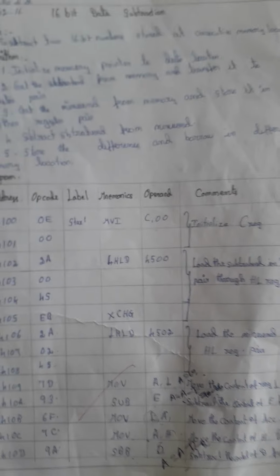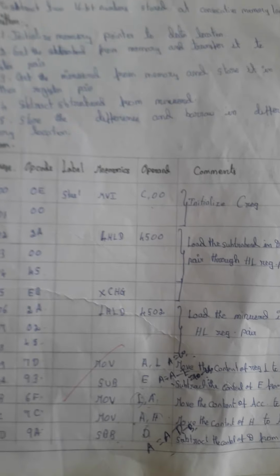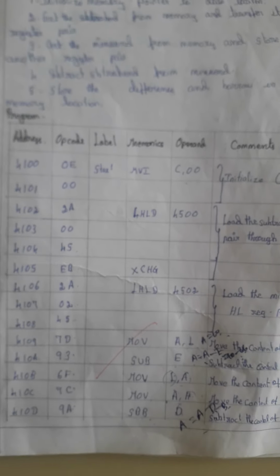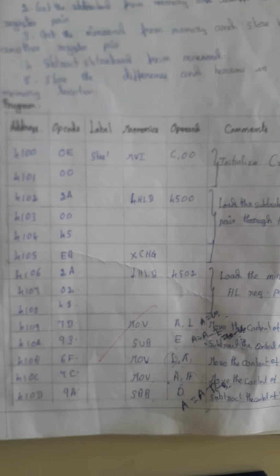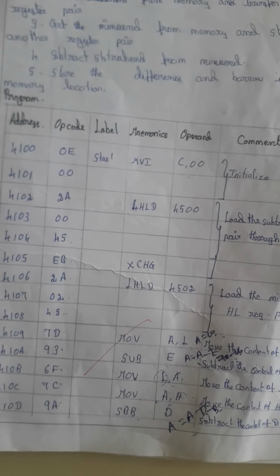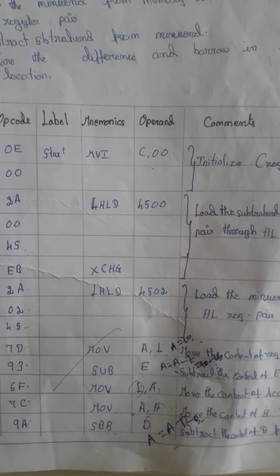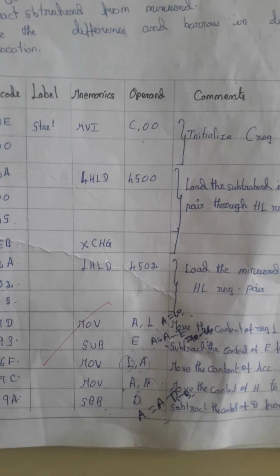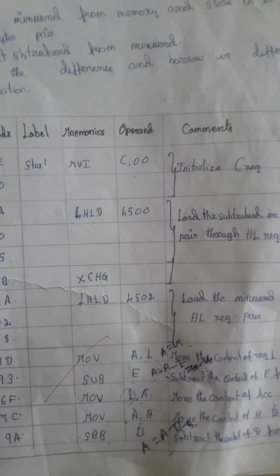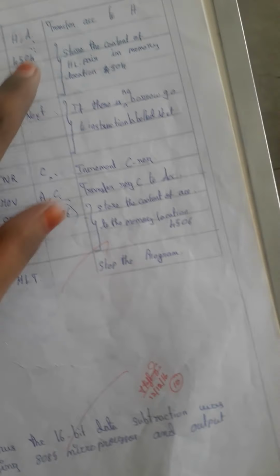So this is the program flow of 16-bit subtraction. For 16-bit addition, a direct instruction is available. Here the instruction is not available, so the lower order 8 bits get subtracted and the higher order 8 bits get subtracted. The lower order result will be available in the L register and the higher order result in the H register, and both will be moved to the specified addresses 4504 and 4505.